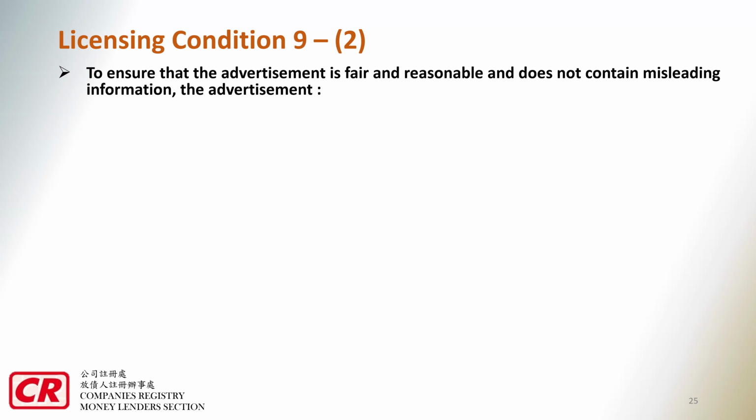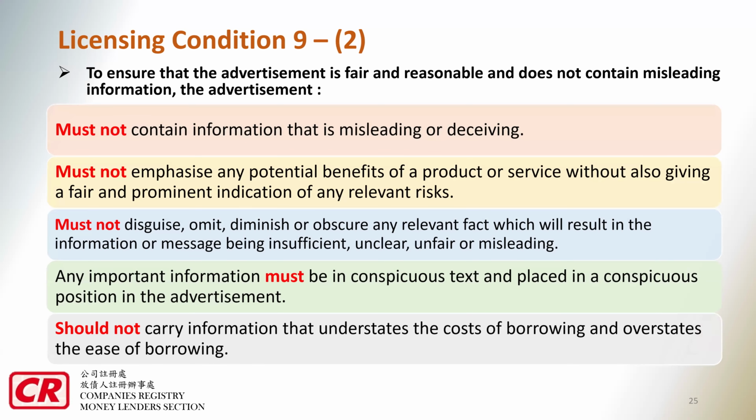To ensure that the advertisement is fair and reasonable and does not contain misleading information, the advertisement must not contain information that is misleading or deceiving, and must not emphasize any potential benefits of a product or service without also giving a fair and prominent indication of any relevant risk. It must not disguise, omit, diminish, or obscure any relevant fact which will result in the information or message being insufficient, unclear, unfair, or misleading. Any information must be in a conspicuous text and placed in a conspicuous position in the advertisement. And the advertisement should not carry information that understates the cost of borrowings and overstates the ease of borrowing.